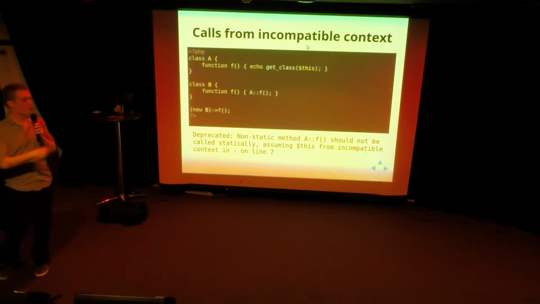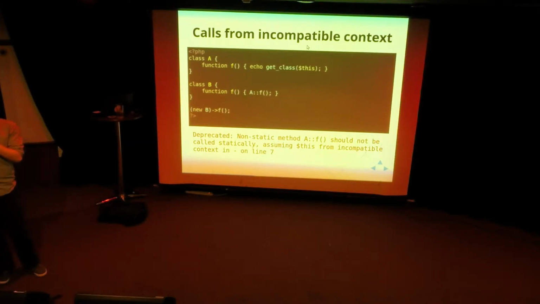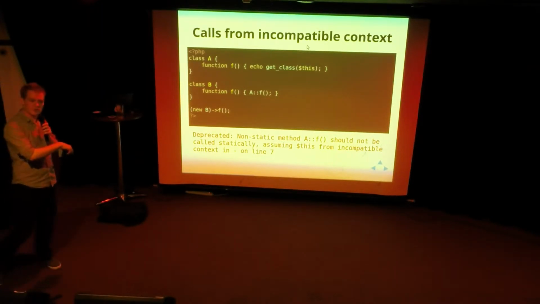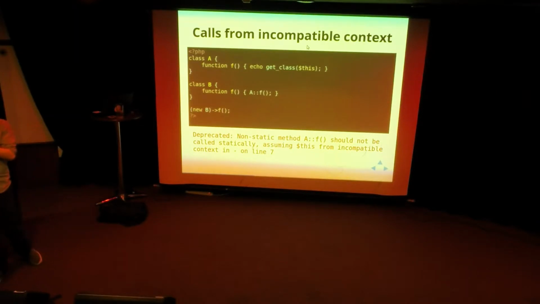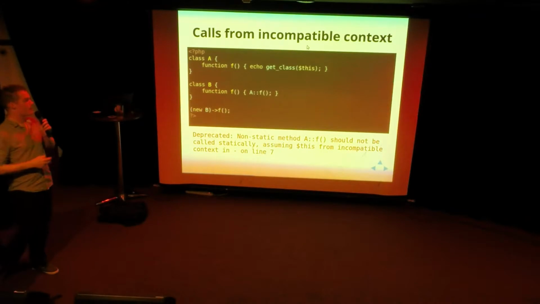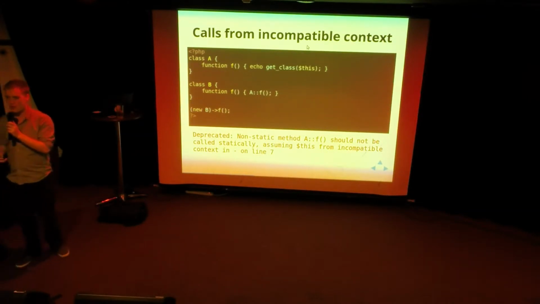Now, because I haven't called B's function f statically, it's not in a static context, which means calling A's f function should also not be available. Previously, you could do this. Can't anymore. E_DEPRECATED. Technically, it will still run because of the type of error, but try not to. It's not pretty.